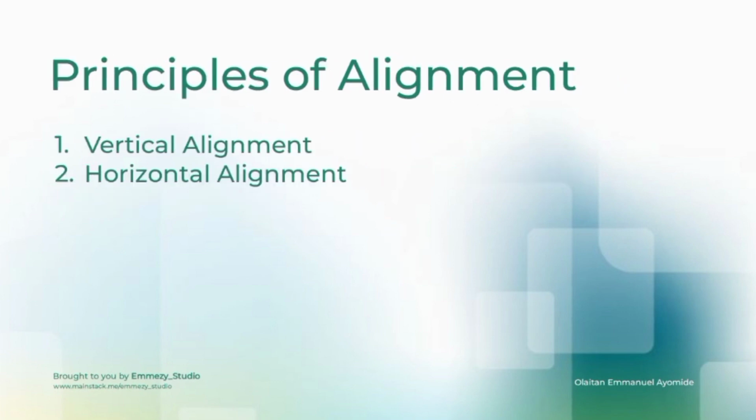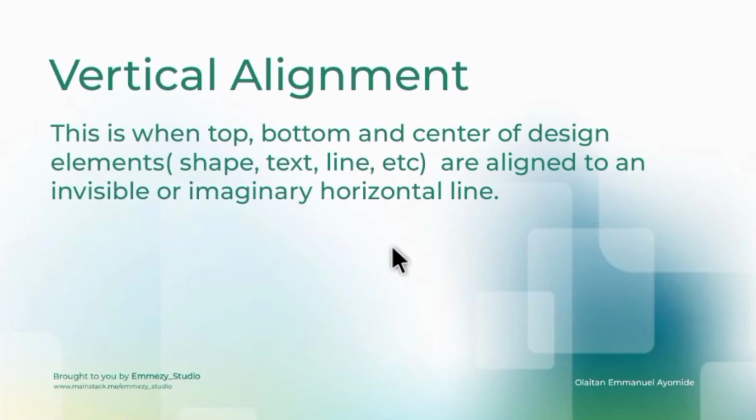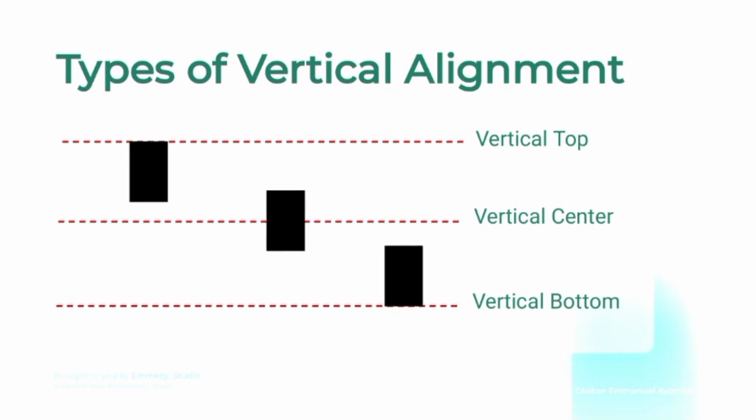Principles of alignment: we have the vertical alignment and as well the horizontal alignment. The vertical alignment is when the top, bottom, center of design elements, shapes, text, line, etc. are aligned to an invisible or imaginary horizontal line. Now pay attention to the words invisible and imaginary horizontal line. Types of vertical alignment, we have three types: the vertical top, the vertical center, and the vertical bottom.